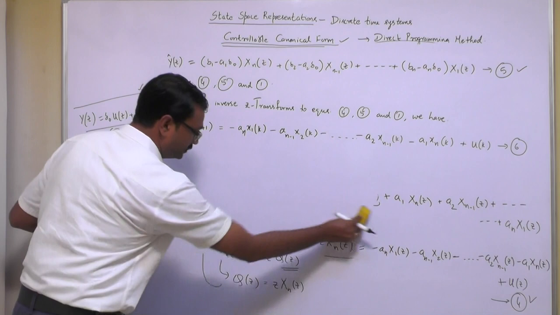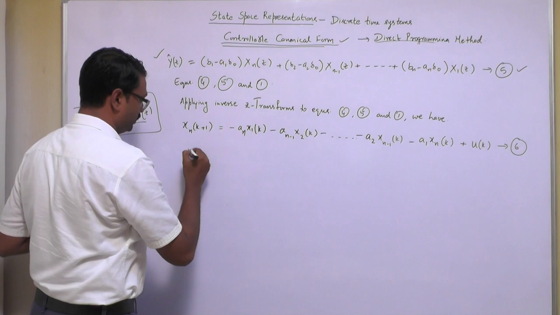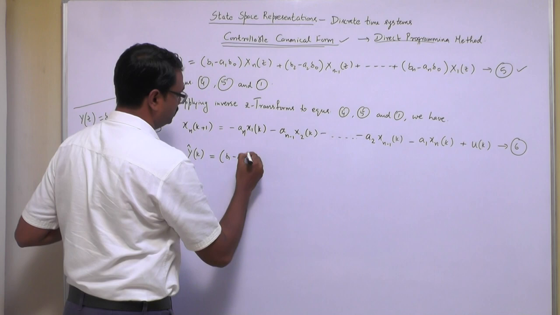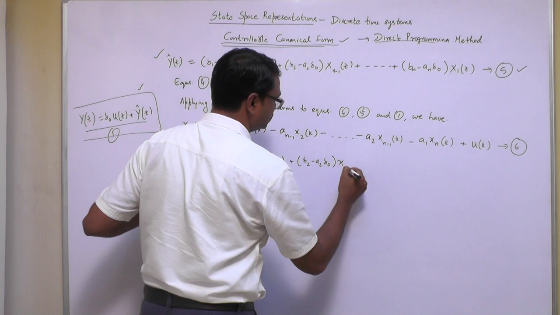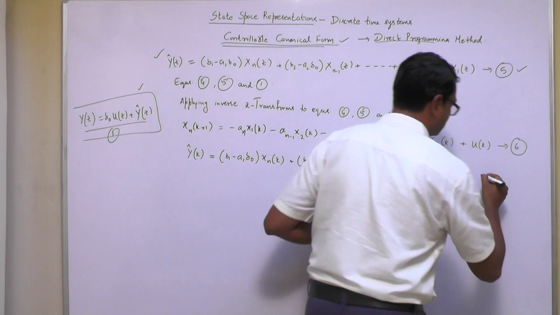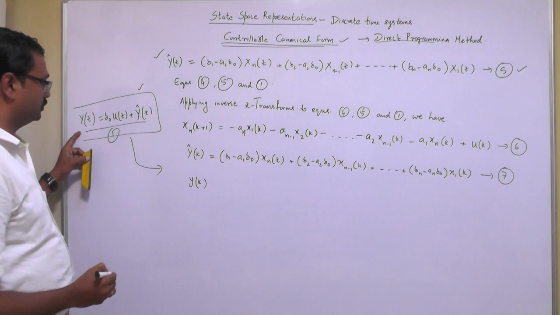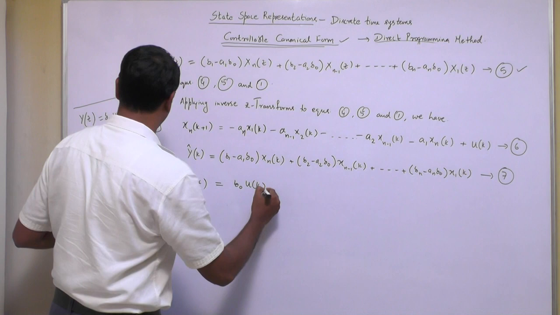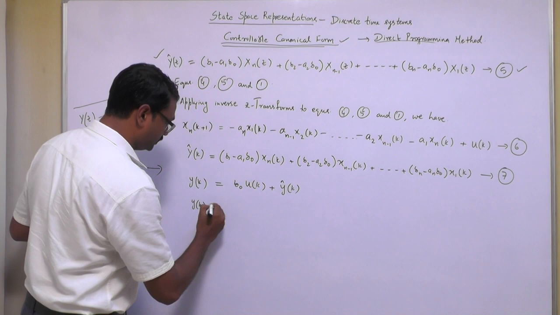So with this, now if you operate on this one, y cap of z, that is y cap of k is equal to b1 minus a1 b0 xn of k, when you are applying inverse Z transforms, plus b2 minus a2 b0 xn minus 1 of k, plus so on, plus bn minus an b0 x1 of k. Let me consider this as equation 7. Now when you are applying inverse Z transforms to this, you have y of k, which is nothing but b0 u of k plus y cap of k. Therefore, what is y of k? y of k can be written as y cap of k plus b naught u of k.